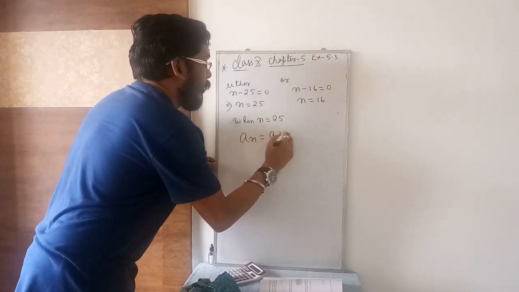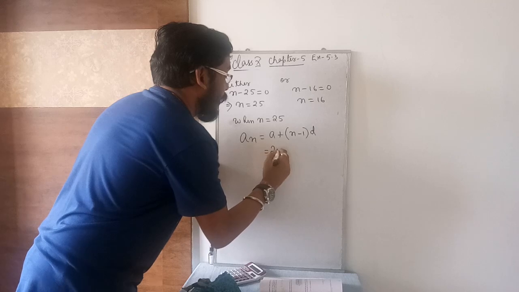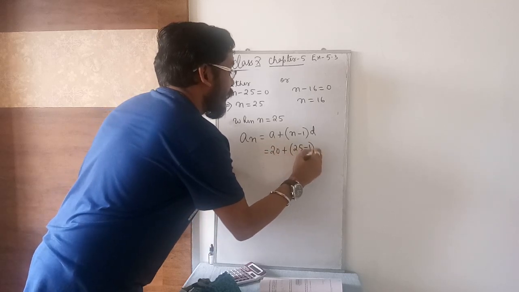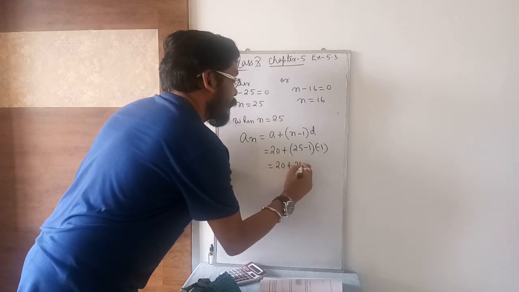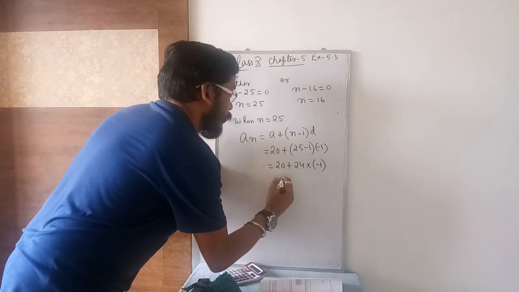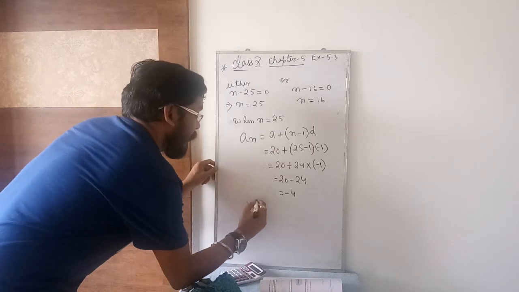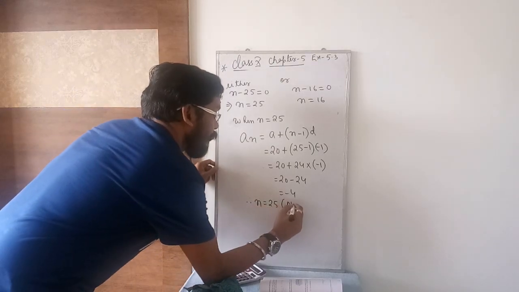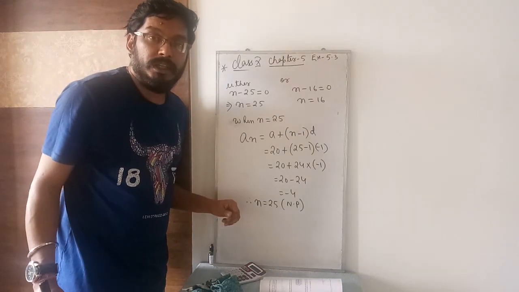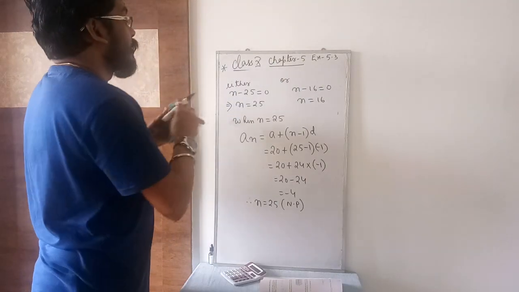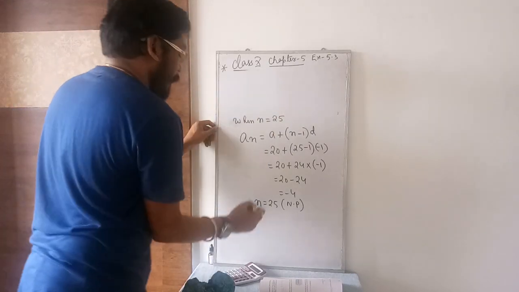an equal to a plus n minus 1 into d. My a was 20, n is 25 minus 1 and d is minus 1. So it is 24 into minus 1, so 20 minus 24, minus 4. That means n equal to 25 is not possible, because the number of logs cannot be negative, a quantity cannot be negative, so this is not possible. You can take the screenshot. The other value is what? The n value 16.